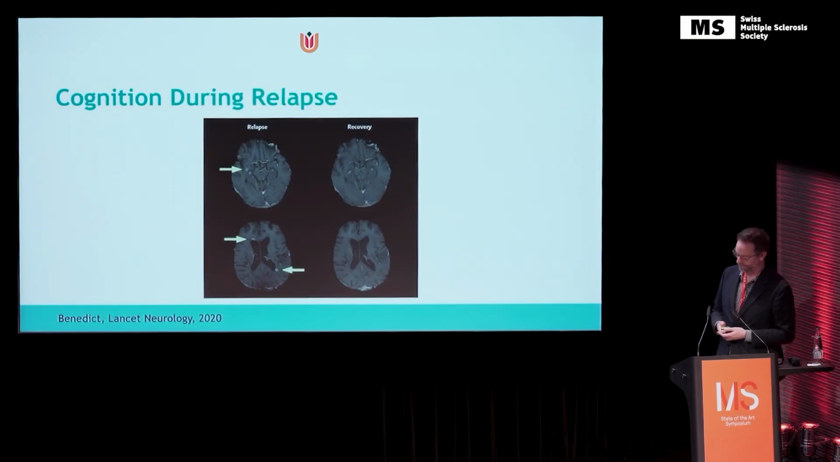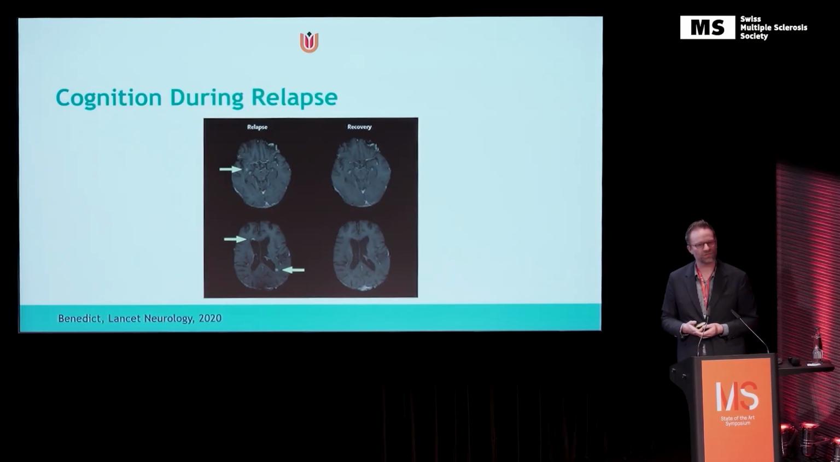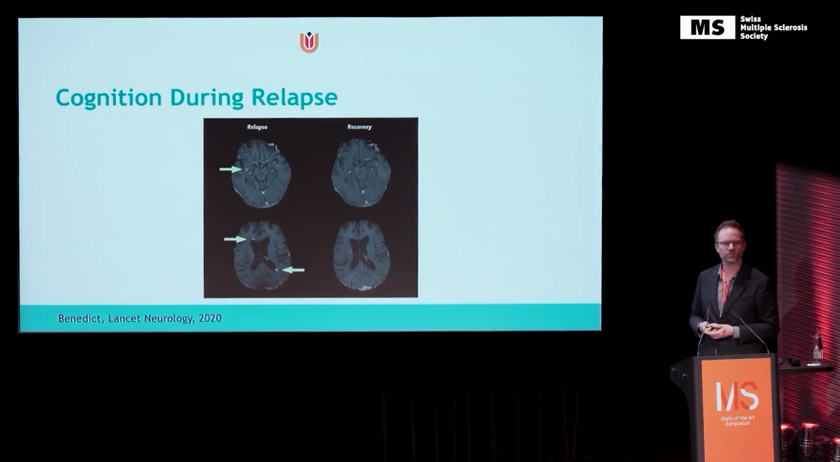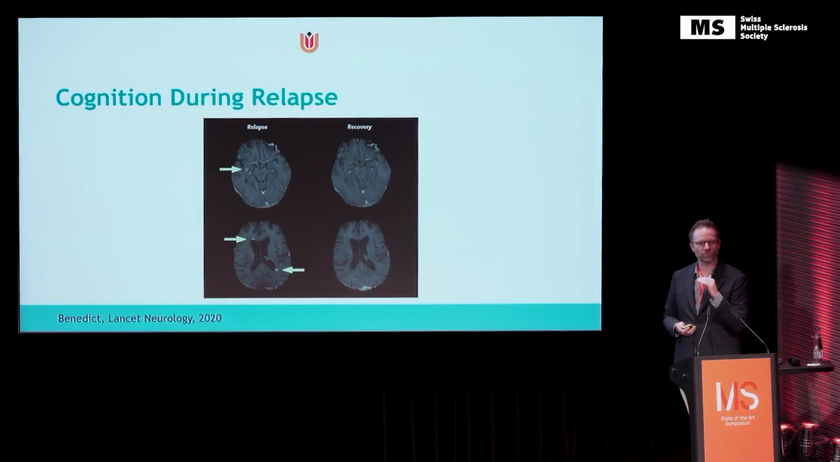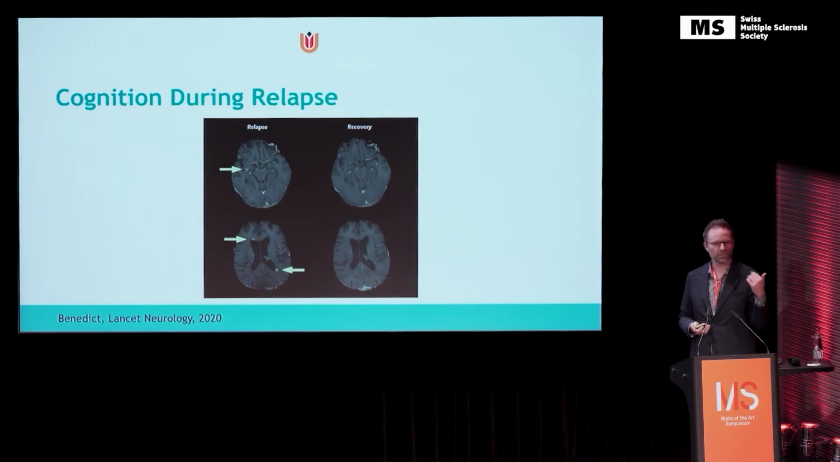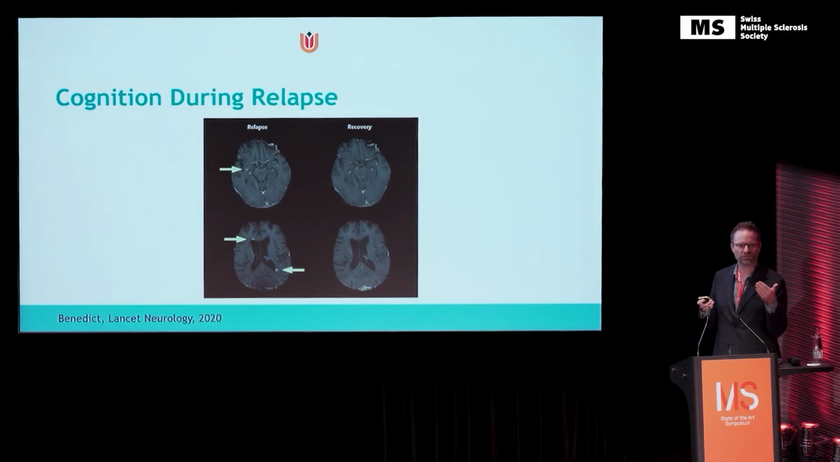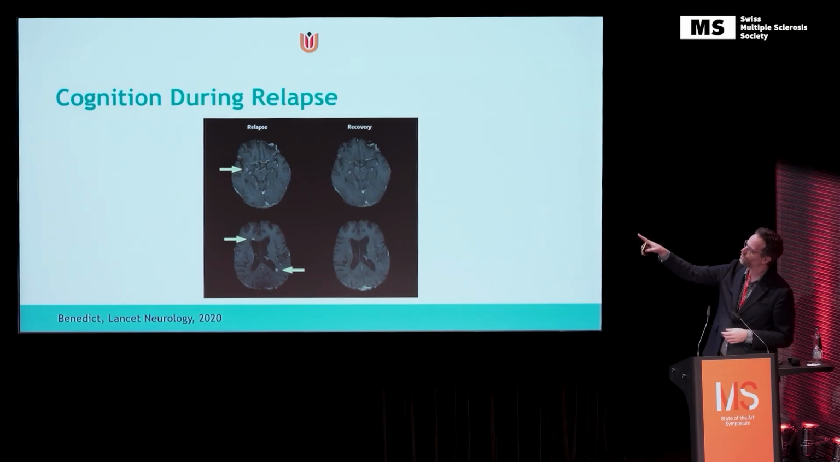So there has been a lot of debate about if there is such a thing as a cognitive relapse. The problem here is a relapse, of course, is something that is transient. And because it is transient, it is difficult to capture because repetitive cognitive assessment on a short time window is problematic because of learning effects. But there has been important literature by Ralph Benedict showing clear relevance of cognitive measures during some relapses. Here is an example of a patient experiencing a cognitive relapse and then the recovery after.